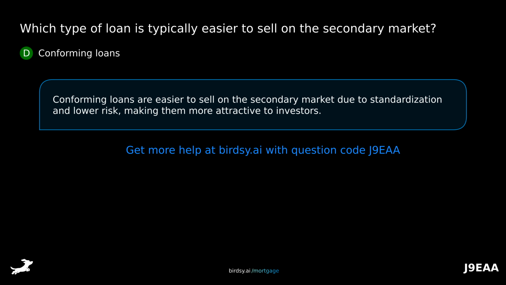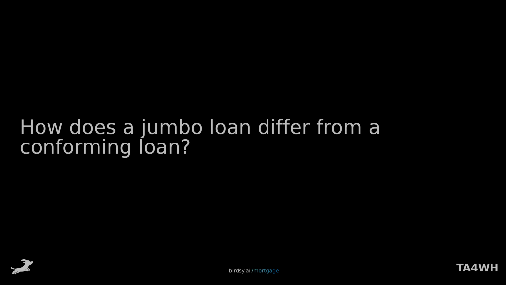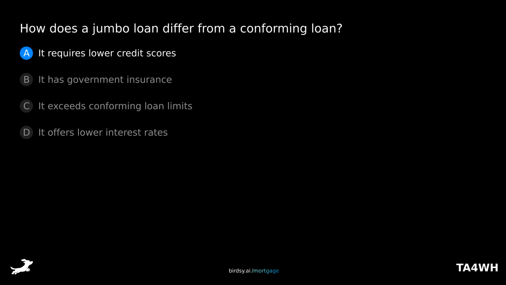Conforming loans are easier to sell on the secondary market due to standardization and lower risk, making them more attractive to investors. How does a jumbo loan differ from a conforming loan? Is it A, it requires lower credit scores, B, it has government insurance, C, it exceeds conforming loan limits, or D, it offers lower interest rates? The answer is C, it exceeds conforming loan limits.